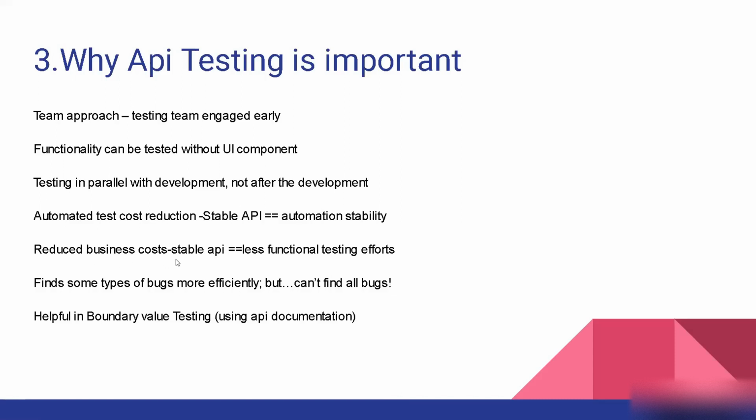Reduce business cost. So if the API is stable, functional testing efforts will be stable. So once API testing is done and the API is available for the user, and then if you test with UI, there will be fewer bugs, right? Because then you will only find the UI bugs or mapping bugs, like the UI is not hitting the correct API, or the UI is not able to hit the API. But functionality wise, you have already tested everything, logic related tests already in API testing.